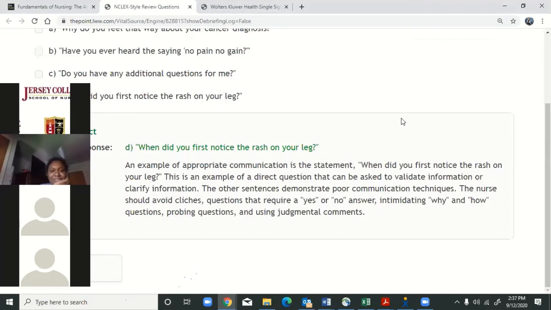Leave whys out, okay? Because why puts the patient in a defensive mode. So we don't use why, period. That's one of the words that we never use. And when you see statements in questions that say never, always, you stay away from those answers. But in this case, for why, we never use it, because it does put our patient on the defense.